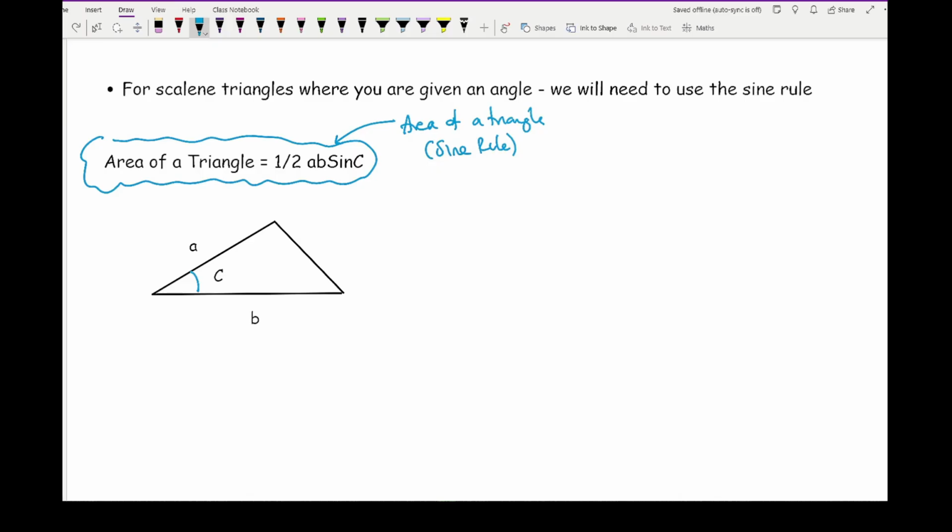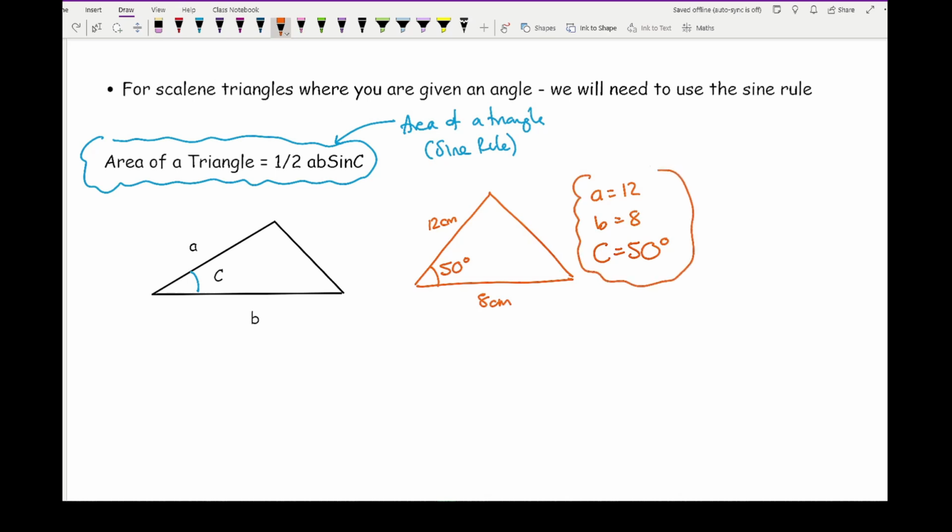Now, substituting the values in, let me just make up a scalene triangle here, and any triangle that involves angles and sides is always going to be a trig question. So let's make this 50 degrees, let's just make up 2 numbers. Let's go for 12 centimetres, and let's go for 8 centimetres. Then here I've got an a value of 12, a b value of 8, and a capital C value of 50 degrees. Let me just correct that. And there we go. So that's the information pulled from the question.